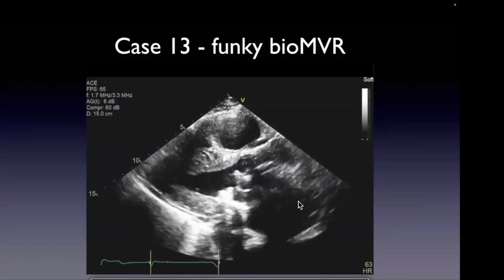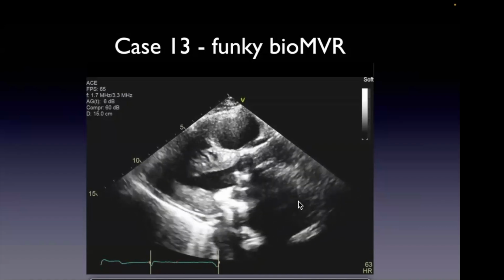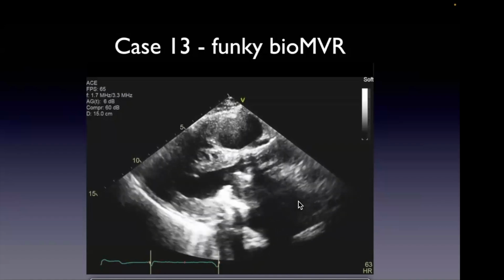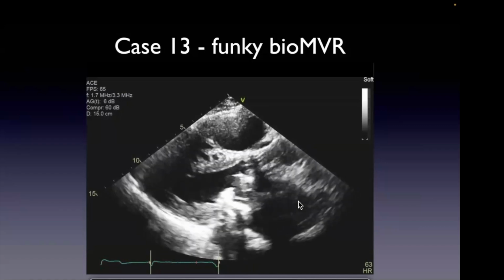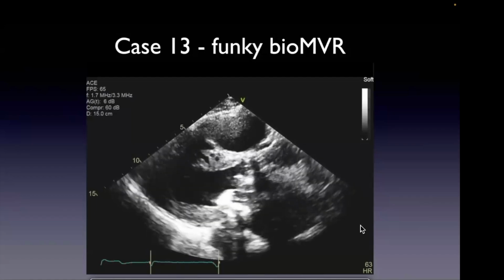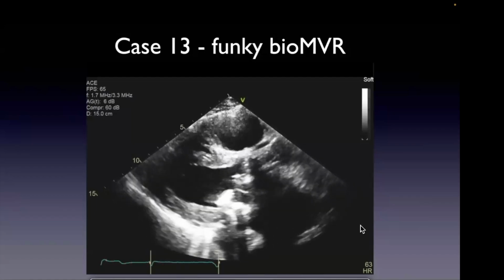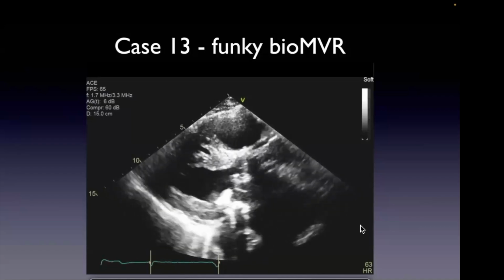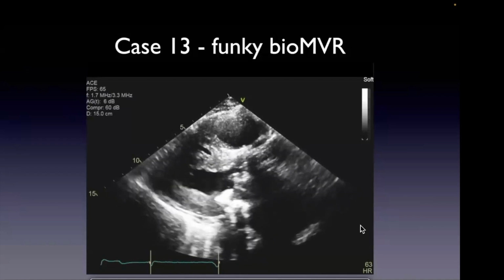The leaflets are actually opening fine. So this is a valve-in-valve Sapien, and on top of that, because of paravalvular regurgitation, the patient had a plug. That's a plug for paravalvular leak. Wow. Looks like a pannus.